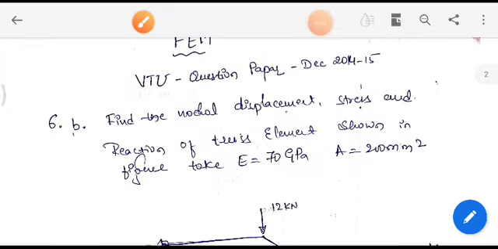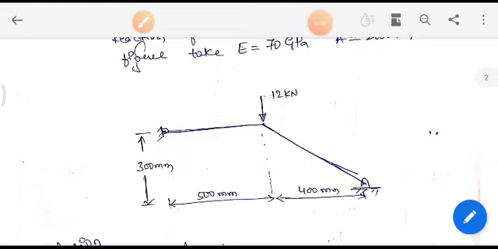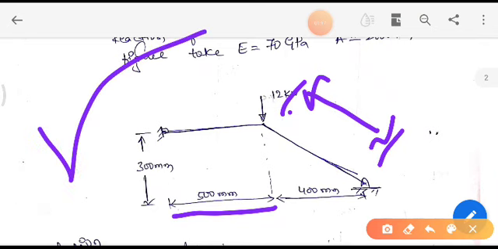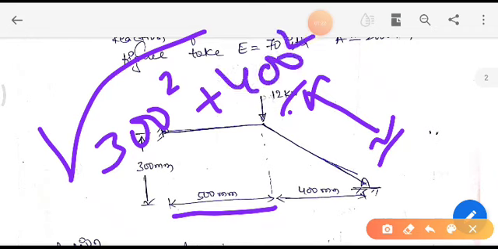So the same question which you have written here. Now here the length of the first element is 500, and the length of the second element we need to calculate. We can calculate it using Pythagoras theorem, that is root of 300 square plus 400 square, where this is 300 and this is 400. If you use Pythagoras theorem, you can easily calculate the length of the second element, which is nothing but 500.